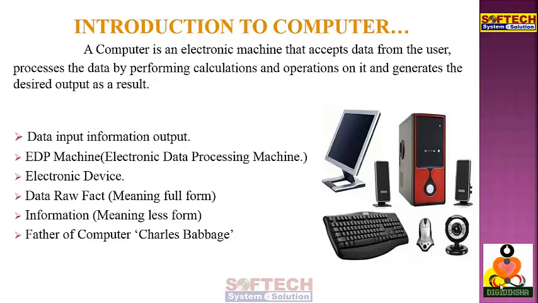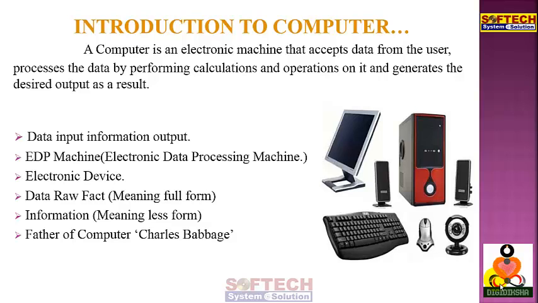EDP machine. An EDP machine is an electronic data processing machine. Because a computer can accept only binary values, it works in machine-level language. Next, second one, electronic device. It is an electronic device because it is connected with wires, wireless, keyboards, mouse and CPUs, which are all connected to the electronic device.